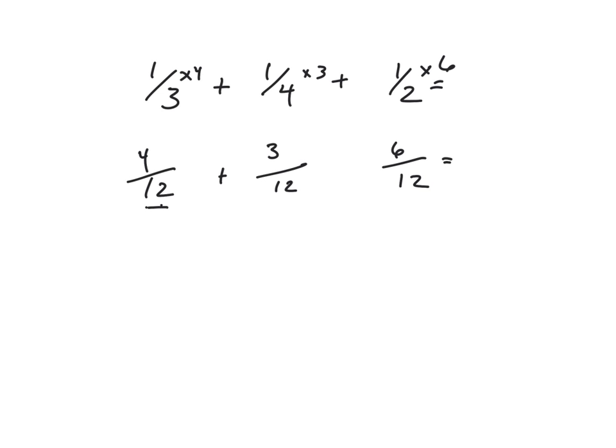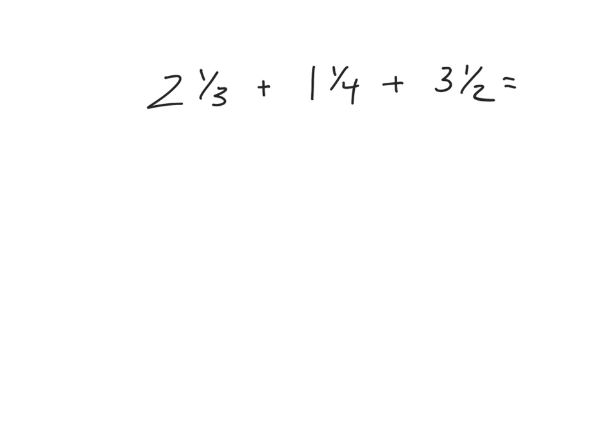So we end up with 4 12s plus 3 12s plus 6 12s, 13 12s. We can't keep that as an improper fraction, so our answer would be 1 and 1/12. Now, how could people make that real difficult on themselves? Let's go take a peek.